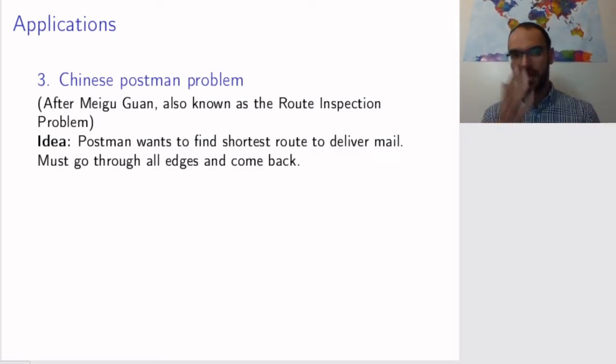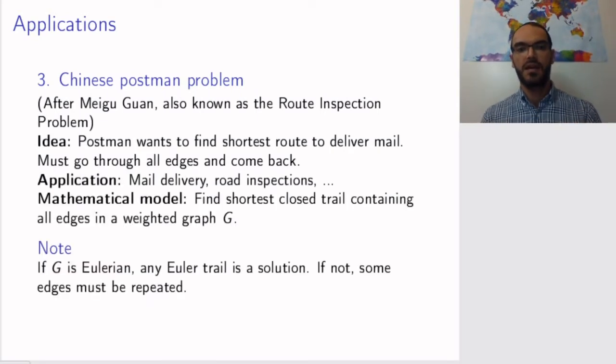So the idea is that you have a city, and either you have a person who wants to distribute mail or a person who wants to inspect the quality of the streets. In both cases, the person has to go through all the streets in the city and come back to the post office where they started. So the question is, how can I do this most efficiently? The application for this is in mail delivery, road inspections, and there are other more practical applications.